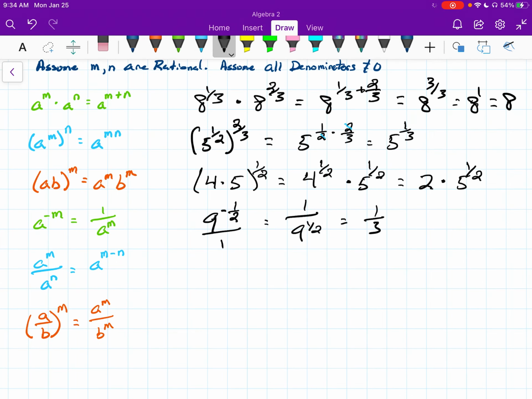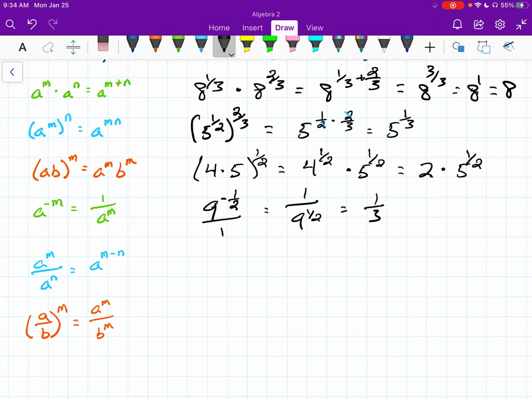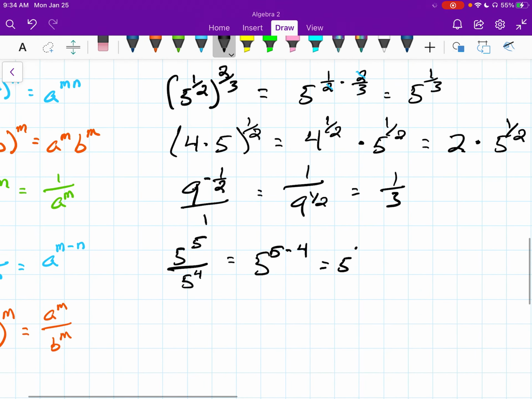Next up, let me move this down just a little bit. Say that we have 5 to the 5th over 5 to the 4th. Well, this is 5 to the 5 minus 4, which is 5 to the 1, which is just plain old 5.